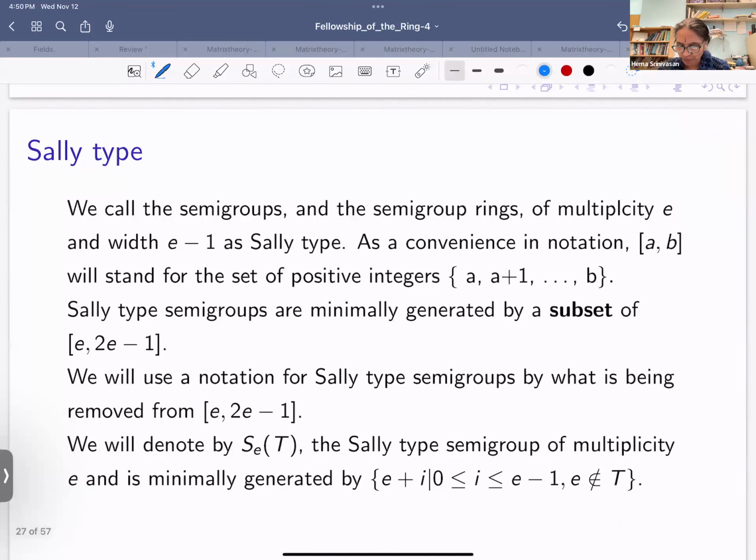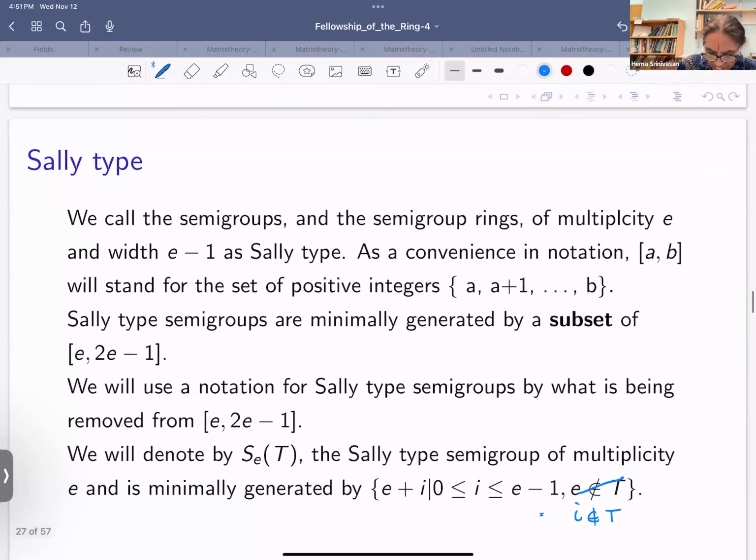So it is really a Sally type semigroup. We will use another notation for saying what a Sally type semigroup is. I write S_E(T) as a semigroup of multiplicity E that is minimally generated by removing everybody in T. Actually, I think that is what I wrote, but I really don't want to do that. Let me change it. I want to remove E plus I, where I is not in T. That is, everything from E up to E minus 1, with I not in T.